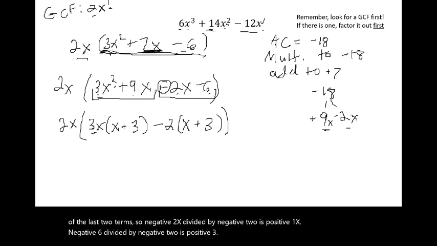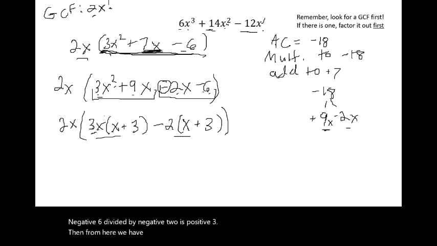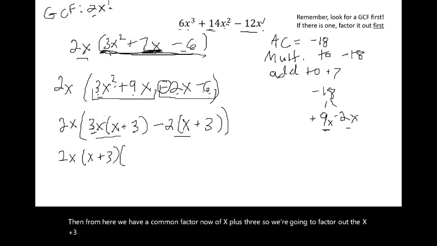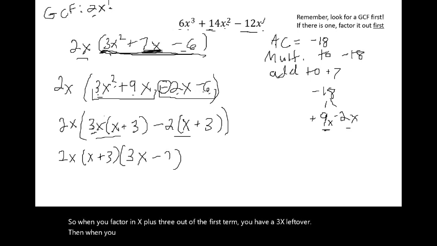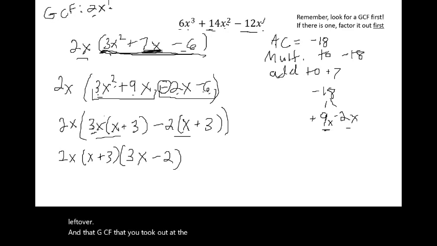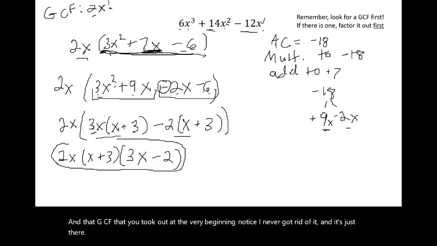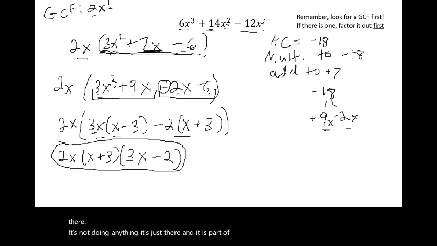Then from here, we have a common factor now of x plus 3. So we're going to factor out the x plus 3 and put the leftovers in parentheses. So when you factor an x plus 3 out of the first term, you have a 3x left over. Then when you factor out an x plus 3 out of the second term, you have a minus 2 left over. And that GCF that you took out at the very beginning, notice I never got rid of it, and it's just there. It's not doing anything, it's just there. And it is part of our final answer. So now this, with our GCF included, is now our final answer.